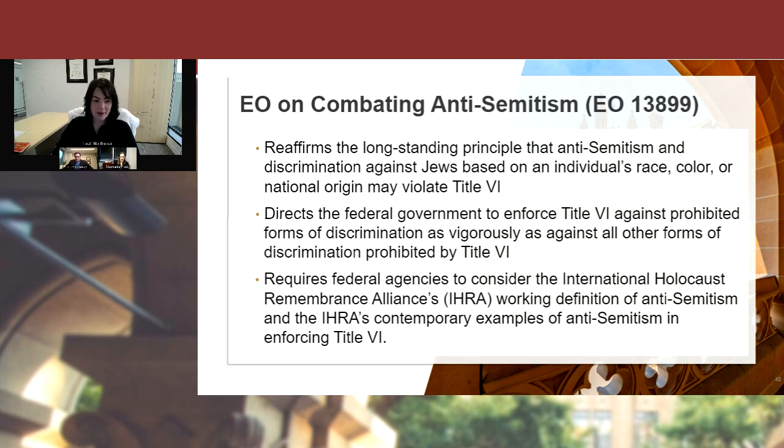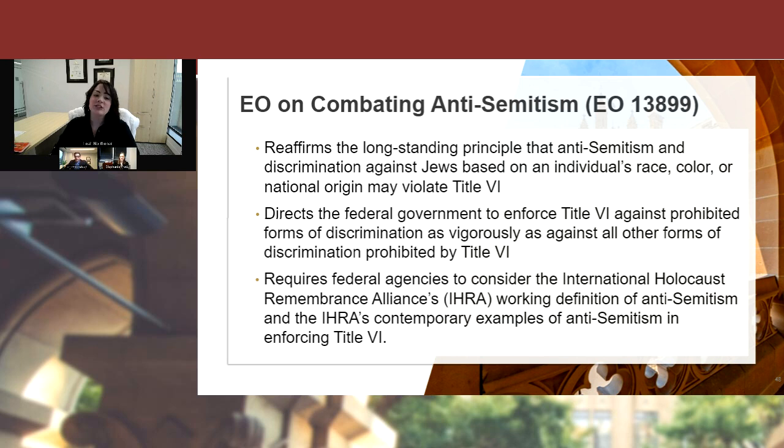So this is what we were talking about. I think Scott mentioned it previously, that even though it's not a religious-based statute, Title VI does cover that shared ancestry. And so that's what this executive order was looking at. It also directed the federal government to enforce Title VI against prohibited forms of discrimination as vigorously as it does other forms of discrimination prohibited by Title VI.